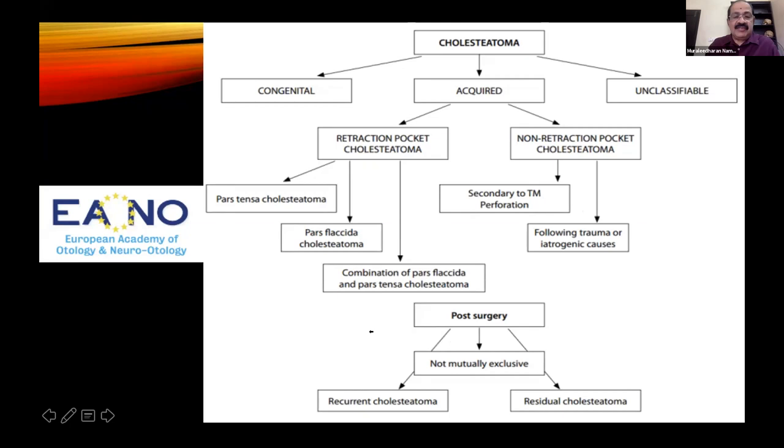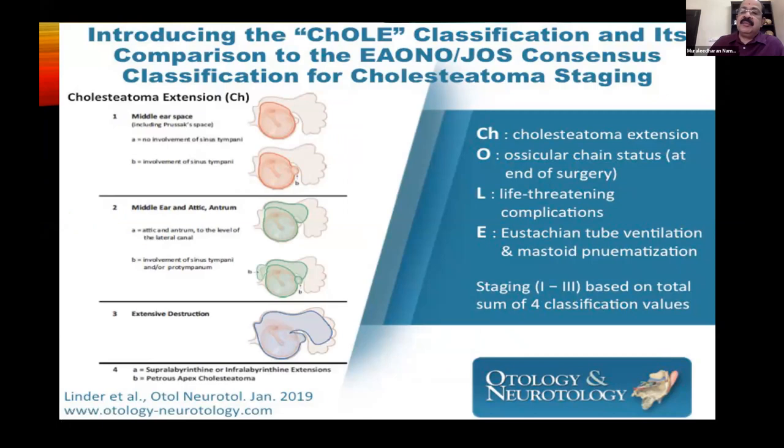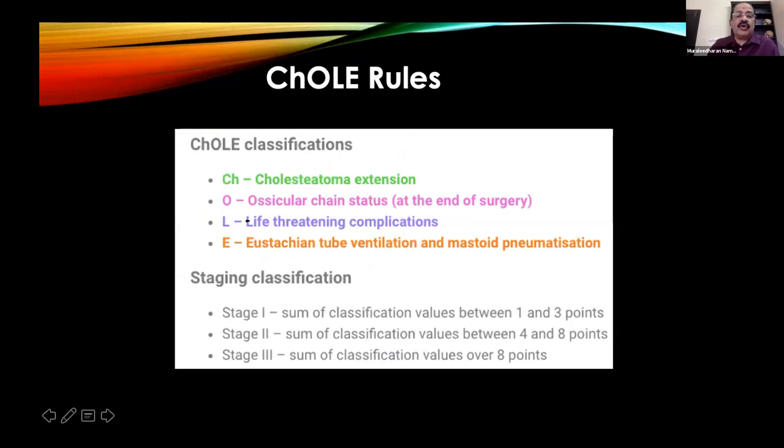Now, another classification is the Pollack classification, CH for the cholesteatoma extension. When there are, for eustachian tube ventilation and pneumatization. And depending on the extent, again, it has classified into stage 1, 2, or 3. And all these 4 groups, again, were subdivided into 4 each. This appears to be a very big slide, but it's very simple.